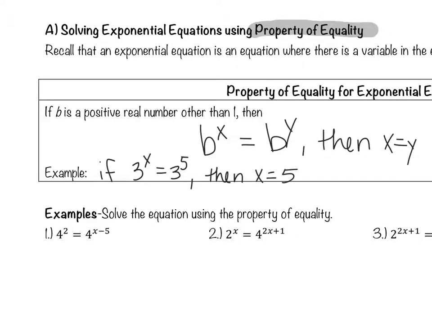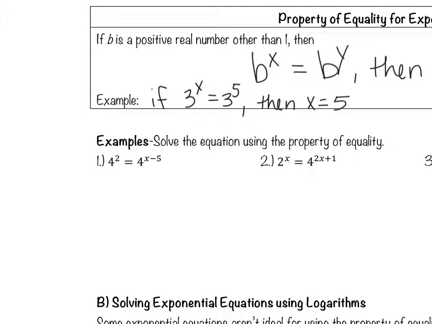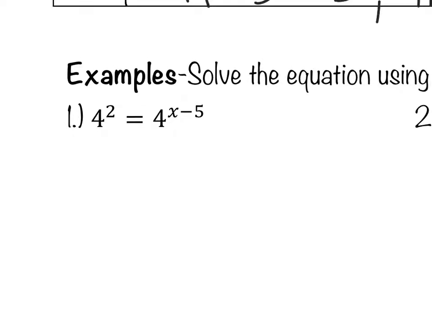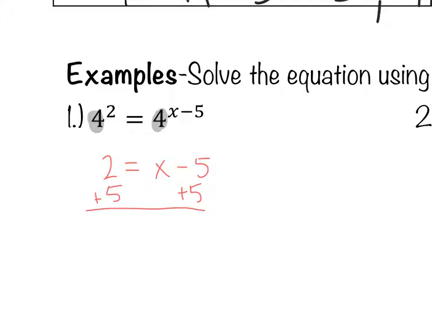So let's look at some actual examples. If we look at the first example, notice that the bases are the same. They both have a base of 4. So it is simply 2 equals x minus 5. And then you would just solve that equation. You would add the 5, and you would get 7 equals x, or x equals 7. That one's obviously pretty straightforward, pretty easy.